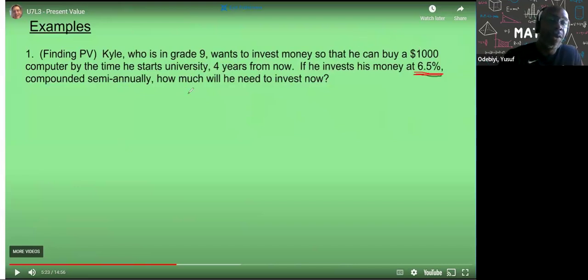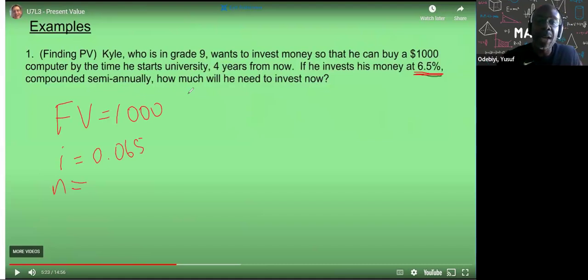So what we're going to do is write down the formula. The future value is what? $1,000, right? That's what we need in the future. Our i for the interest is 6.5%, so we're going to write it as a decimal, 0.065. n is the compounding, and it's compounding semi-annually, so that means it's 2, but we're looking at 4 years, right? So it's going to be altogether 8.